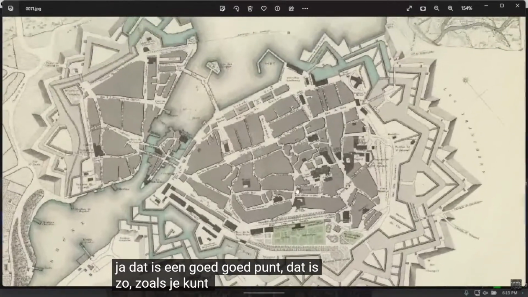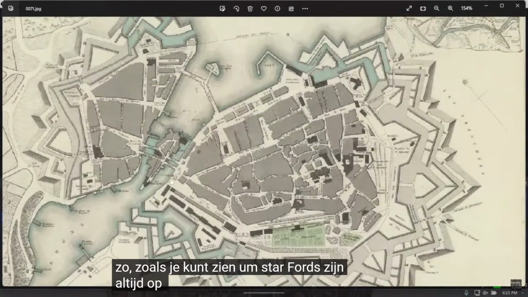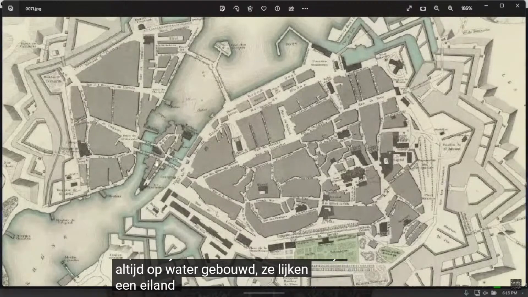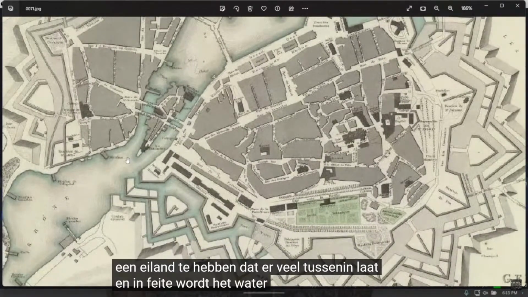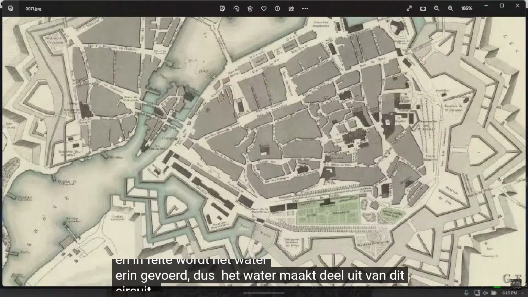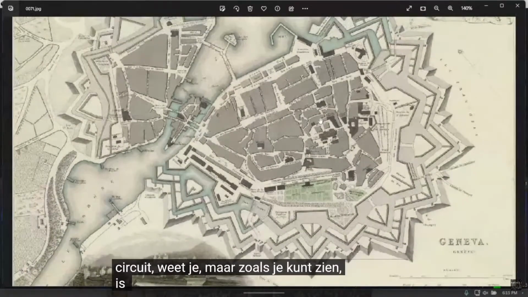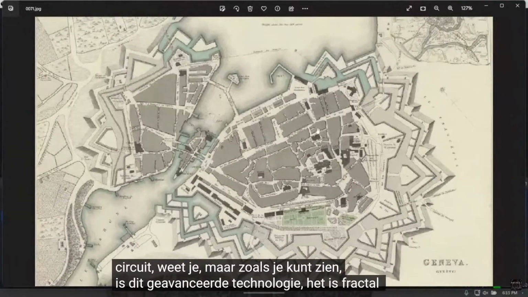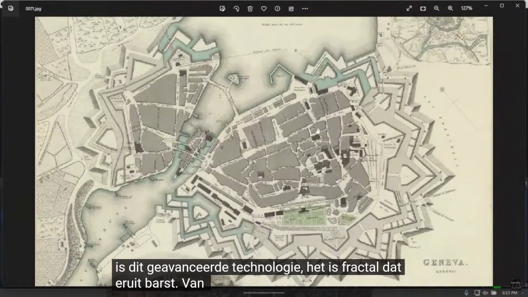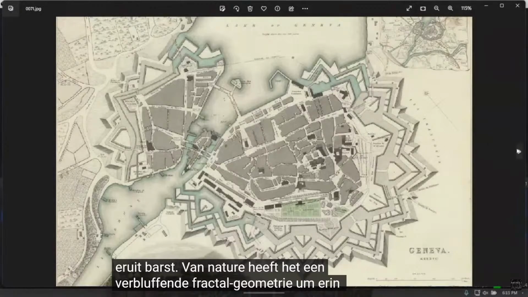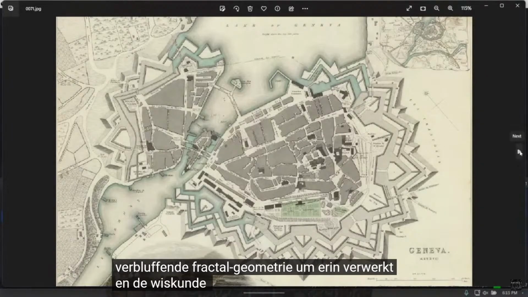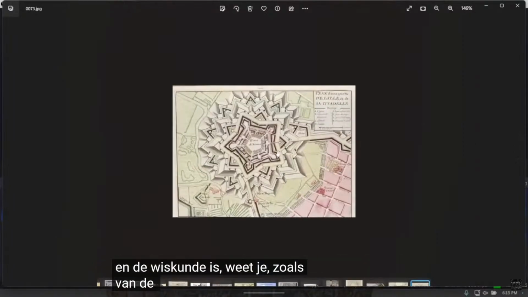So as you can see, star forts are always built on water. They seem to have an islandlet in a lot of them in between, and basically the water is fed into them. So the water is part of this circuitry, but as you can see, this is advanced technology. It's fractal, bursting out by nature. It's got a stunning fractal geometry included in it. The mathematics is like off the radar.